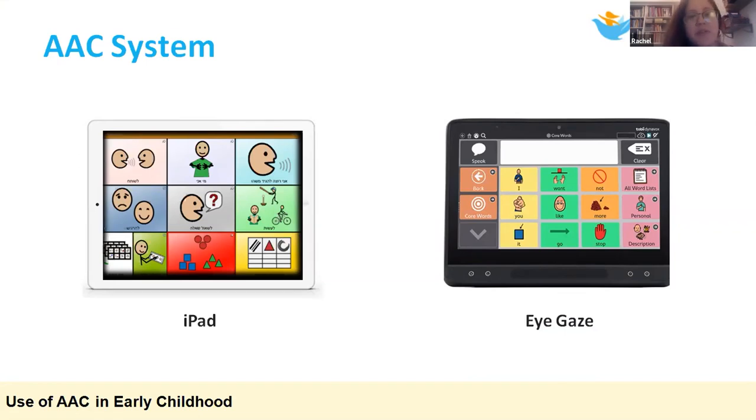Also, by the time she was 2 years old and came to us, she started to become very anxious just seeing the iPad. She refused to use it. She was crying and didn't want to see it.